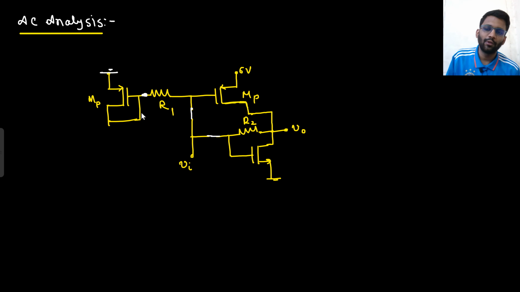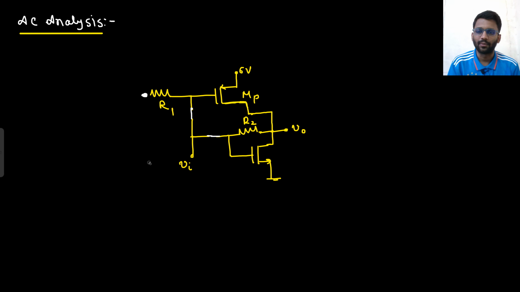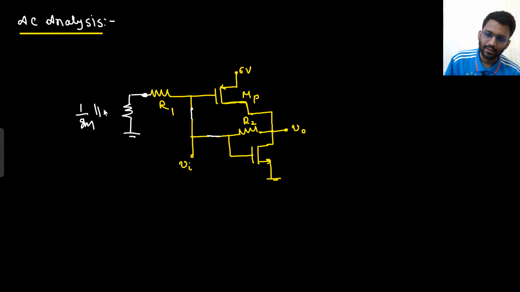So from this particular node, what do you see? 1 by Gm parallel with R naught, right? This can be replaced with 1 by Gm parallel with R naught. So let's just replace this complete circuit here with a 1 by Gm parallel with R naught, right?